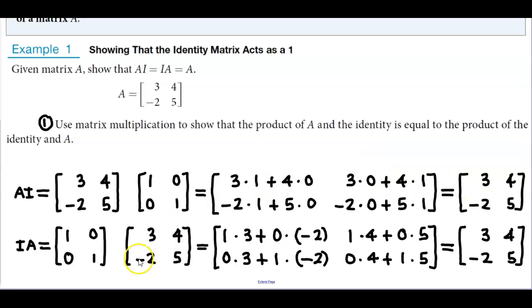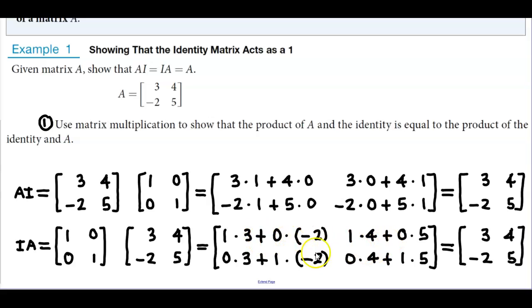And if we do the identity matrix and multiply it by A, so now we have our identity matrix and then multiplying it by matrix A. So row 1 times column 1, 1 times 3 plus 0 times negative 2, 1 times 4 plus 0 times 5, 0 times 3 plus 1 times negative 2, 0 times 4 plus 1 times 5.